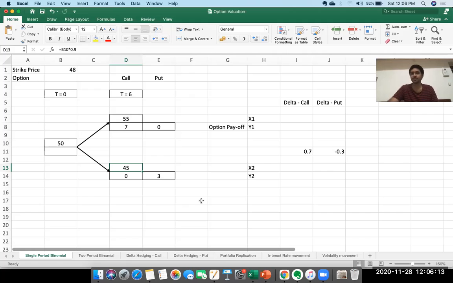I've not created any spreadsheet for risk neutral valuation. I thought it would be better to write it down, so I'll just move to the whiteboard. Taking our example, we had a strike price of 48. I'm using a different software, so pardon me for that.